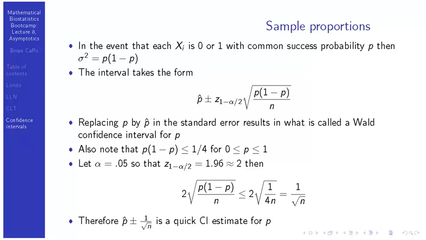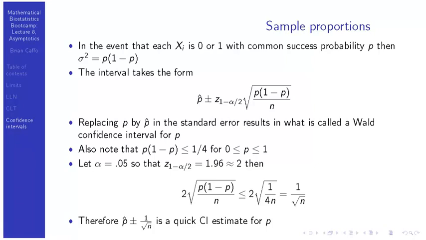So for sample proportions, remember the variance is p times 1 minus p. And so the confidence interval, just plugging in, takes the form p hat, the sample proportion, plus or minus the standard normal quantile, times the square root of p times 1 minus p over n. Now, in all of the intervals, p is what we want to estimate, so we obviously can't plug into this formula. We need to replace p with an estimate.